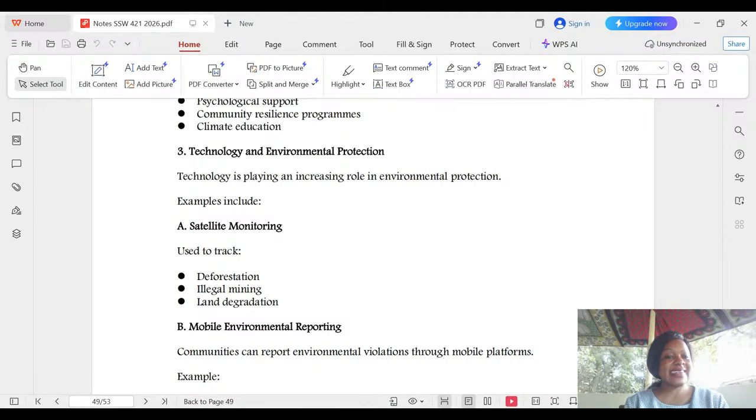Examples include satellite monitoring. So we can track deforestation. We don't have to go into the forest physically to do that. We can track illegal mining. We can track land degradation using technology. So this is reminding us to be technologically savvy, and be able to use technology for solutions.